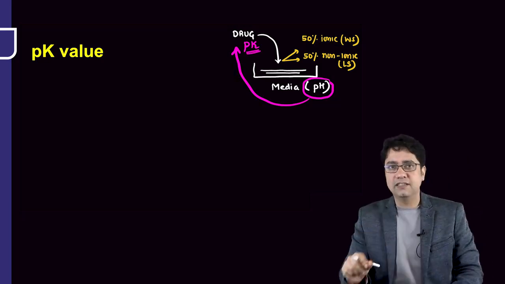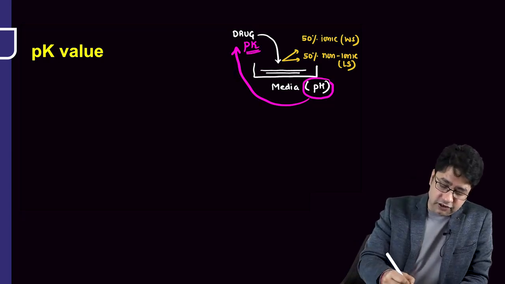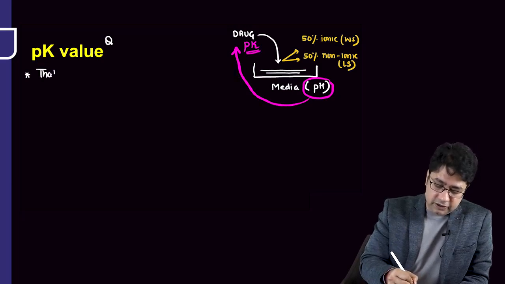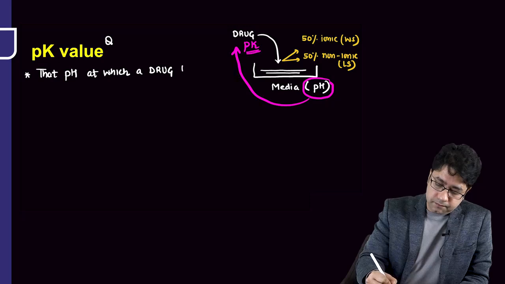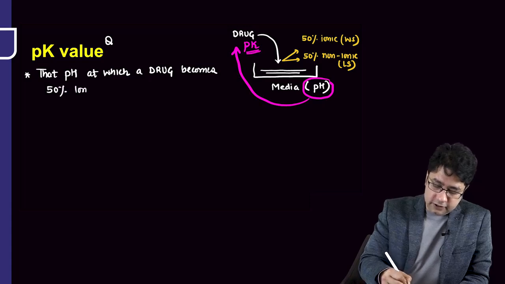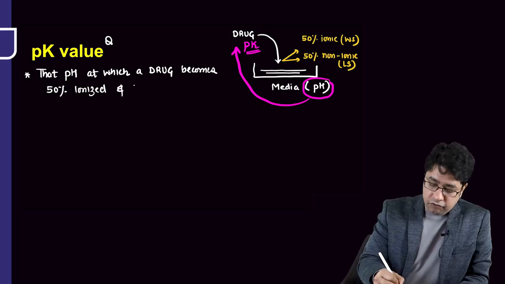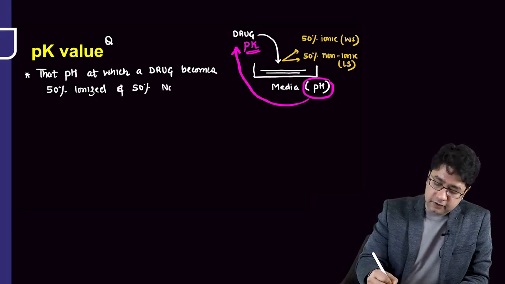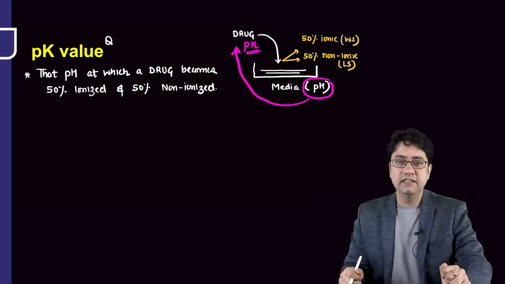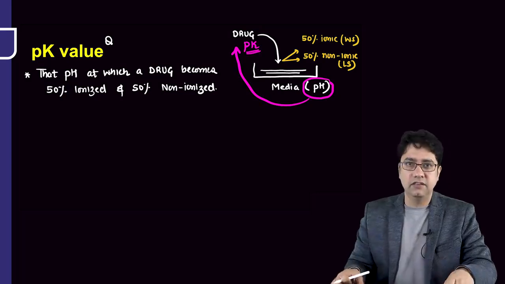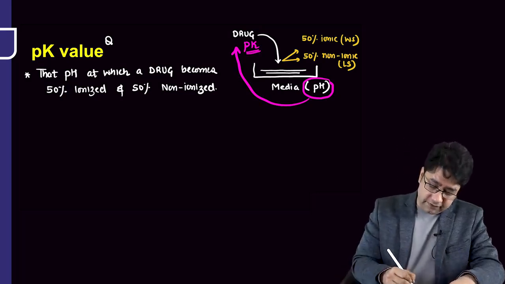Agree? So keeping this diagram in mind, let's write the definition of pK value, which is a commonly asked question. pK value is that pH at which a drug becomes 50% ionized and 50% non-ionized. So a drug becomes 50% ionized and 50% non-ionized. This definition was asked. Now, how do we calculate the pK value?